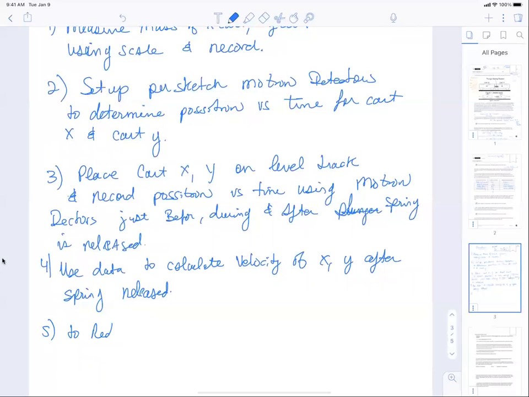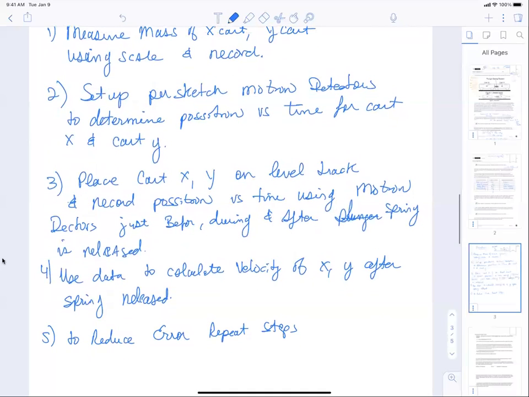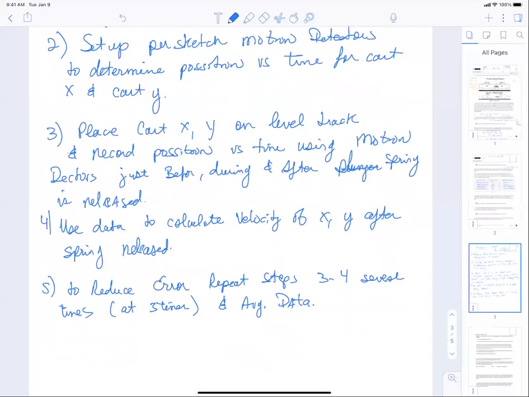To reduce error, repeat steps 3 through 4 several times, typically at least 3 times. So we want 3 runs, and average data. Okay, so we're going to have an average velocity. Blah, blah, blah. Okay.